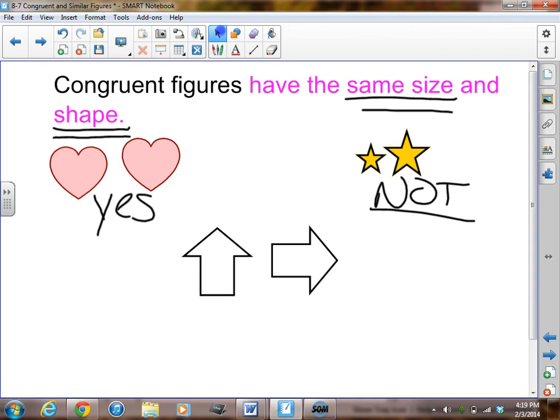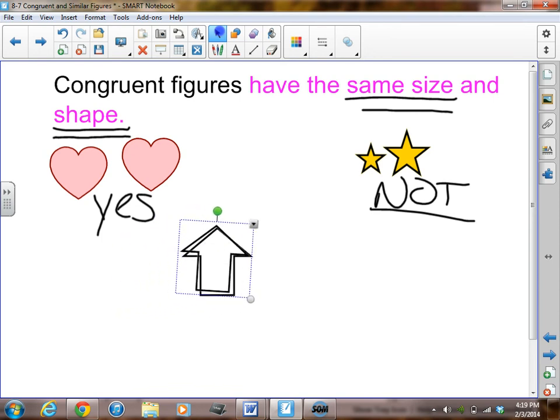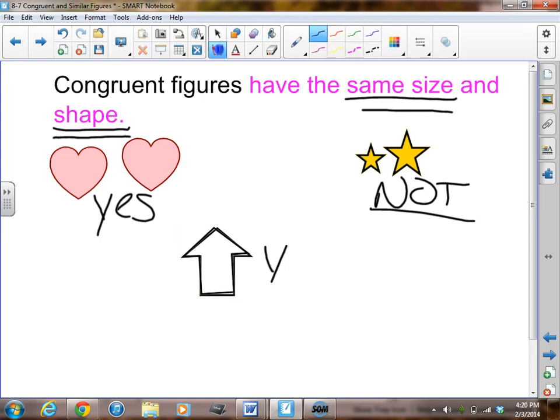Okay, well, it's not wanting to work for me this very second. Oh, here we go. There we go. I can flip it around, move it over, and we see that it was going to be totally perfect here. They are the same shape and the same size, so yes, these shapes are congruent.